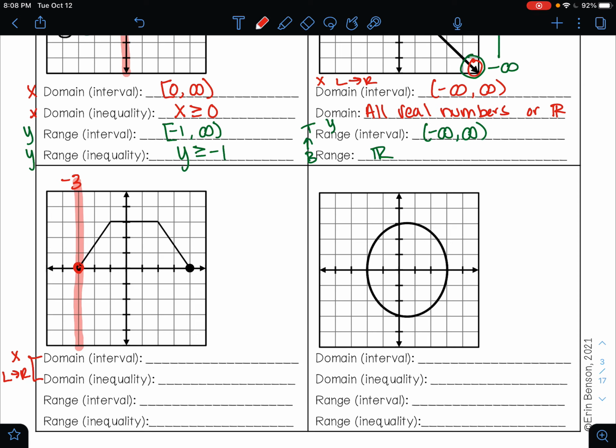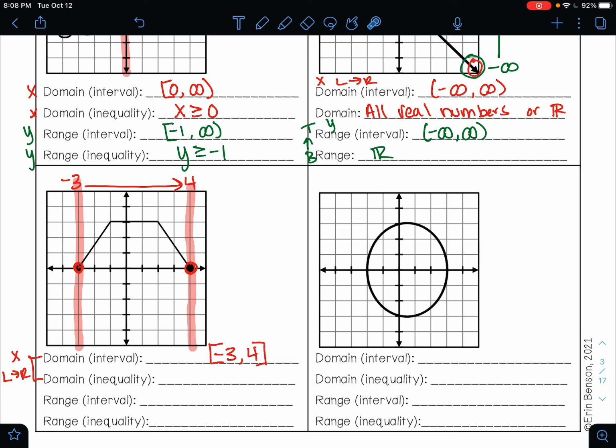My furthest point to the right is this point right here. And this is where x is +4. So my domain from left to right is from -3 to +4. -3 gets a bracket because that's a closed circle. +4 gets a bracket because that's a closed circle.